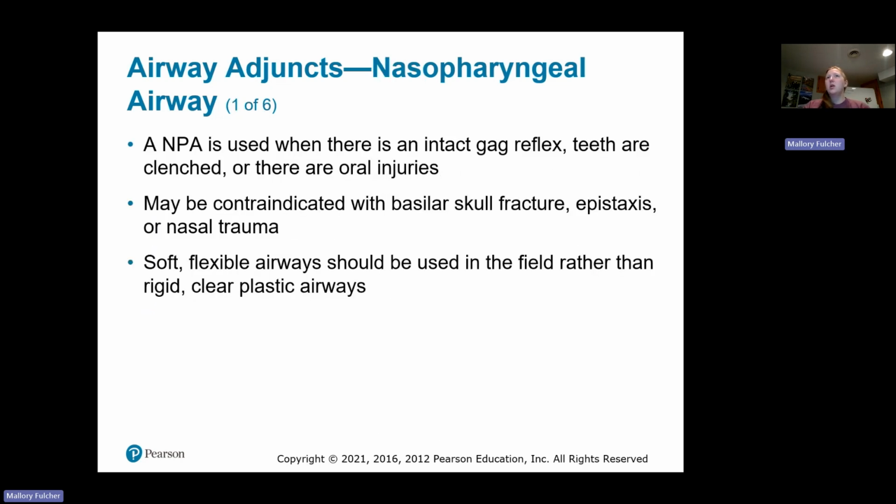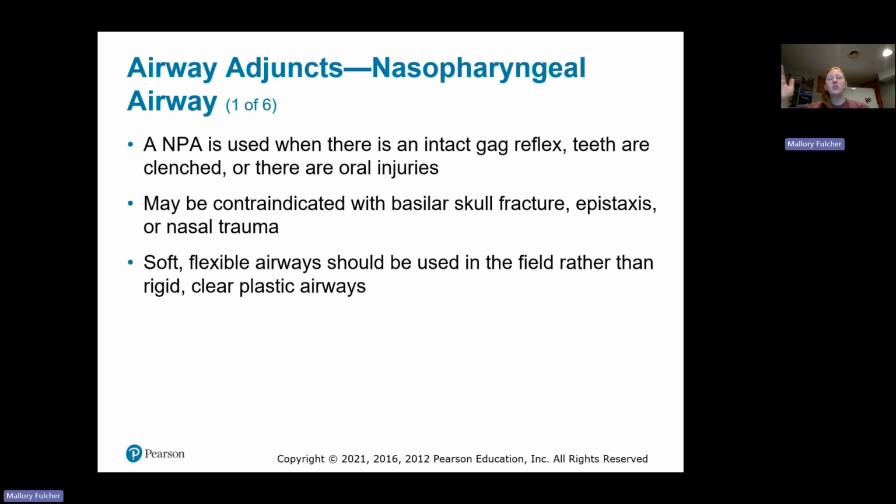Now moving on to the NPA. So this is used when the patient has an intact gag reflex or the patient's teeth are clenched or any sort of oral injuries, broken teeth, things like that that we don't want to disturb or make worse. So we'll use the NPA. It goes into the nose.